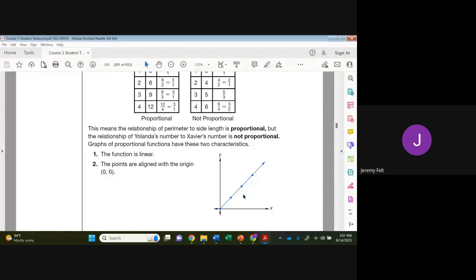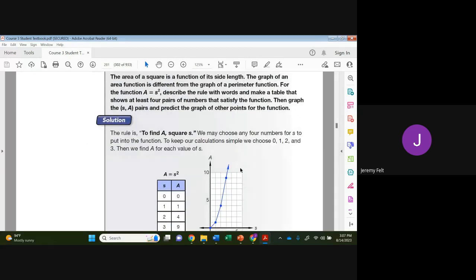So this graph right here would be directly proportional because it goes through the origin, 0, 0, and it's linear. So it's got to meet those two criteria. If it goes through the origin, but then it has some weird U or J shape or something out here, okay, it goes through the origin, but it's not linear, so it's not directly proportional. Still is a function, just not proportional.